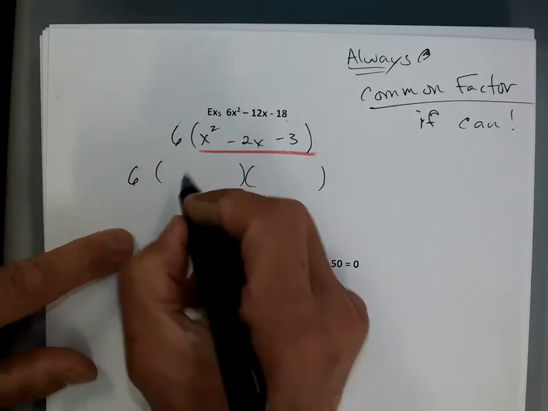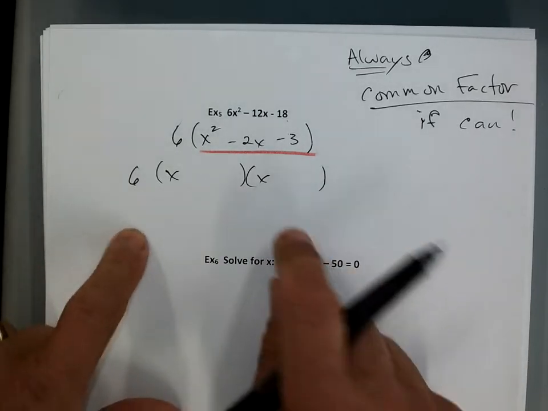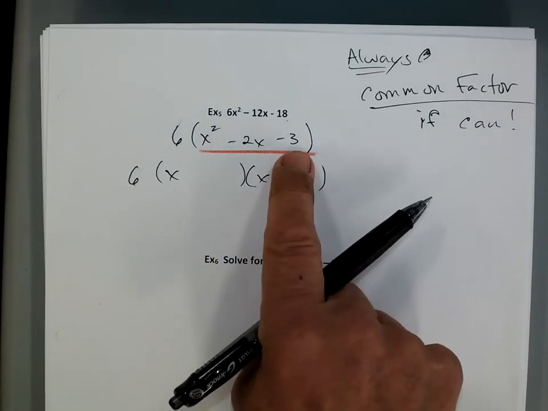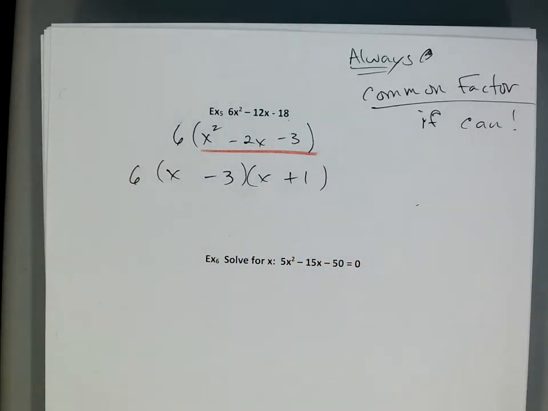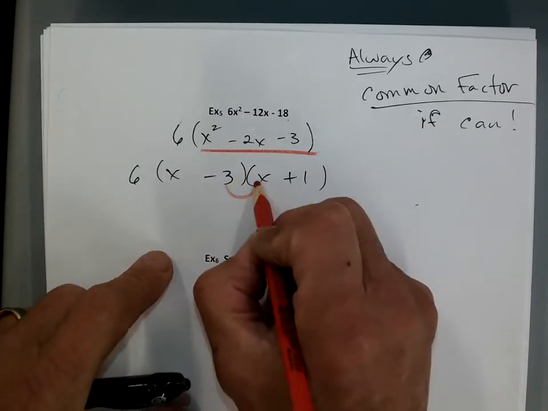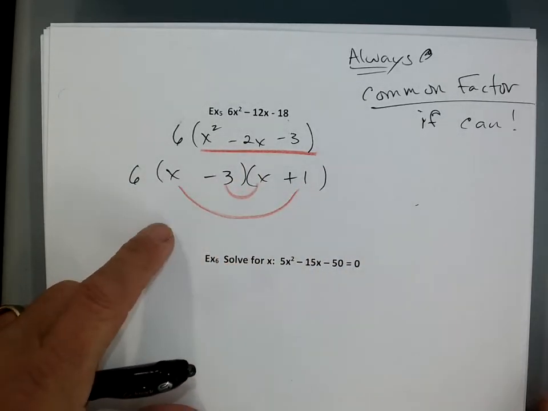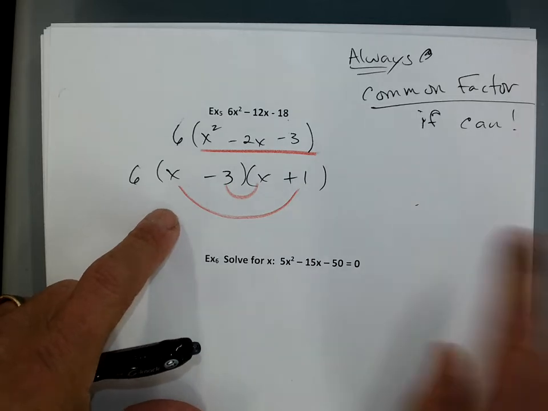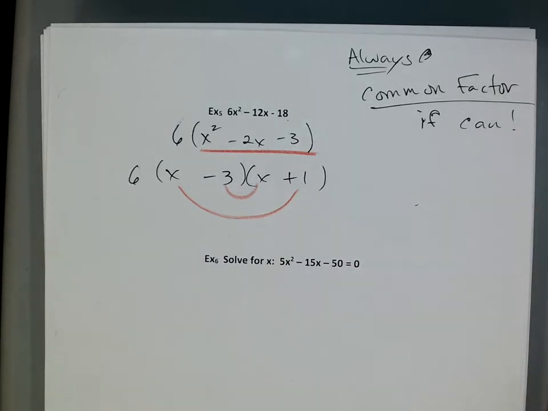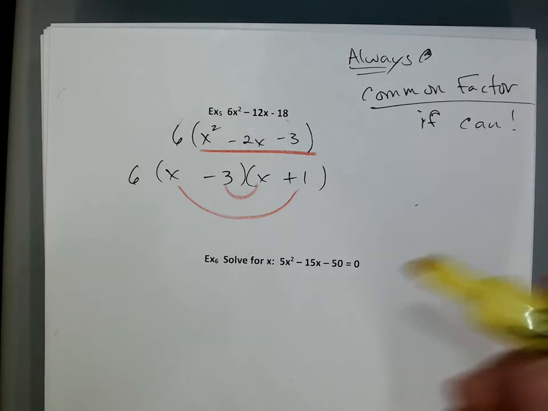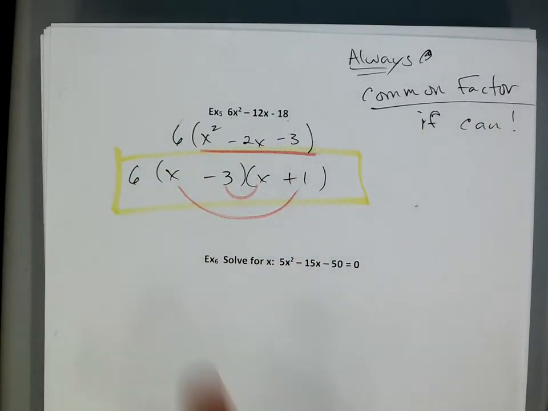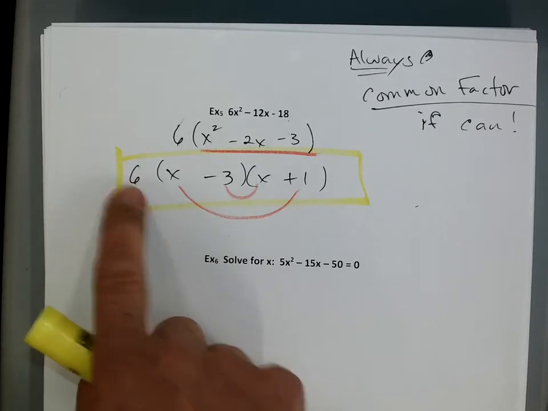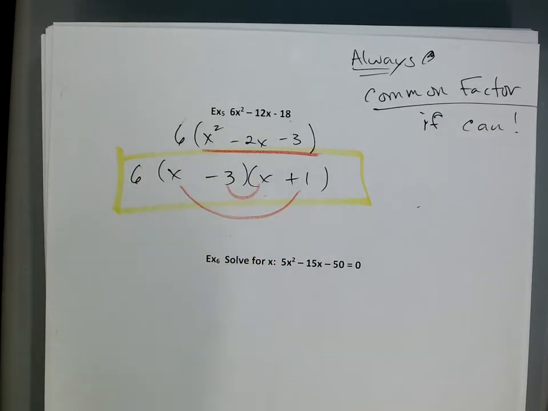I know to make an x squared, I'll go x times x. I know the multiples of 3 are 3 and 1. If I had a negative 3 and a positive 1, I will get a negative 2. If you check your double smiley, I will get a negative 2. So if you can common factor, it usually makes the problem easier. So common factor if you can. That whole answer is, you have to have the 6 because the 6 is part of the original problem, and then x minus 3, x plus 1.